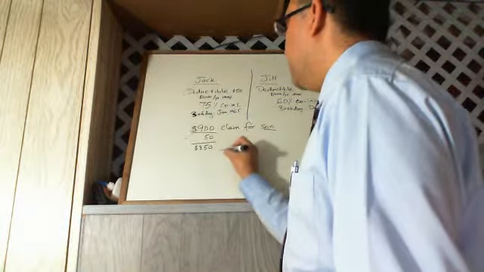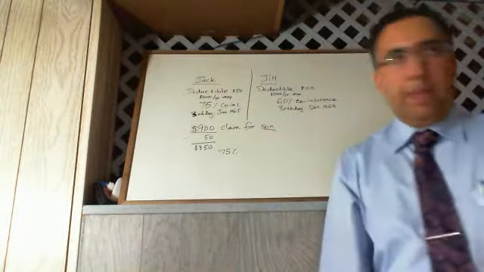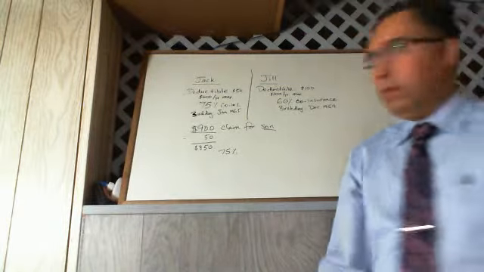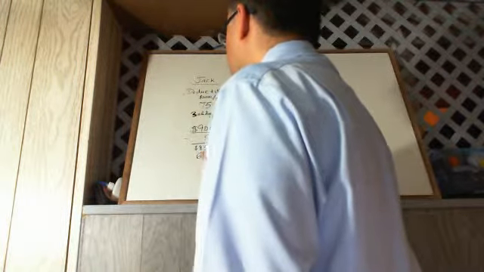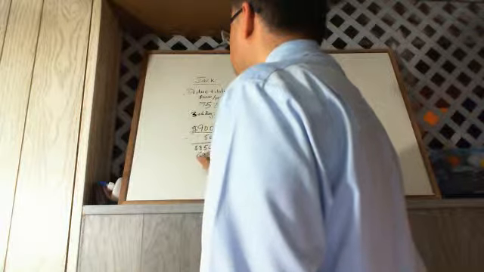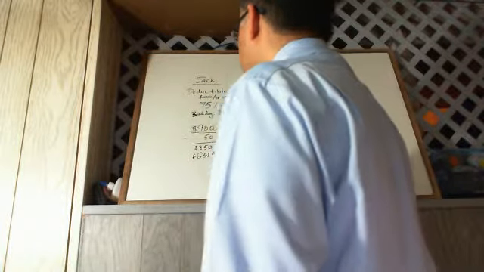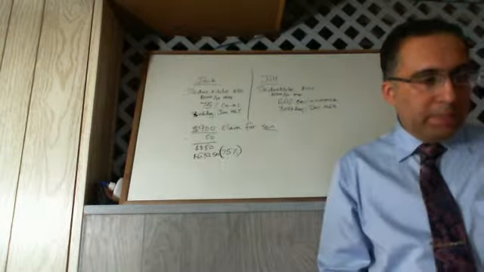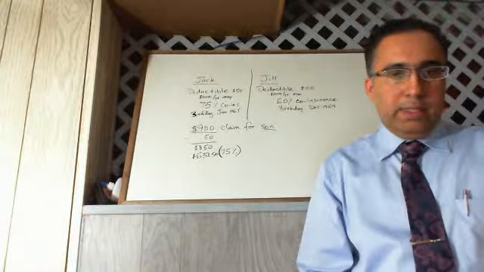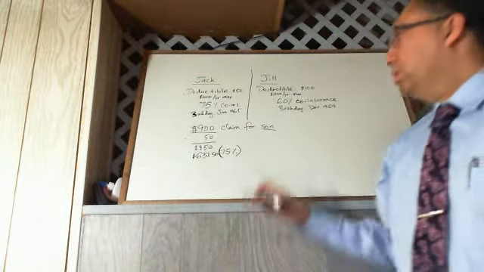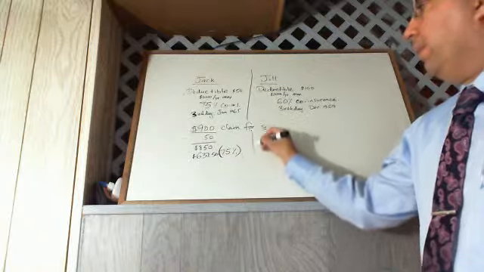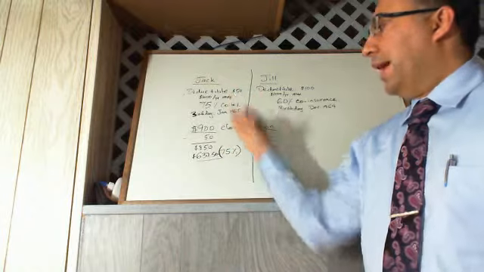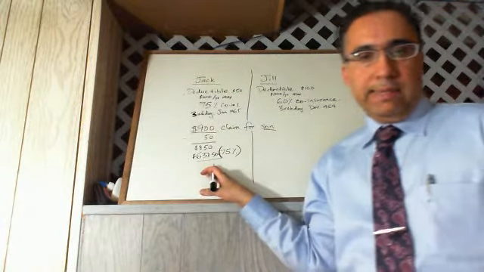So with 75%, we calculate what is 75% of 850, and it comes out to be $637.50. That is 75% of 850. So we've done this first step. This means $637 will be paid by Jack's company. They will pay that $637.